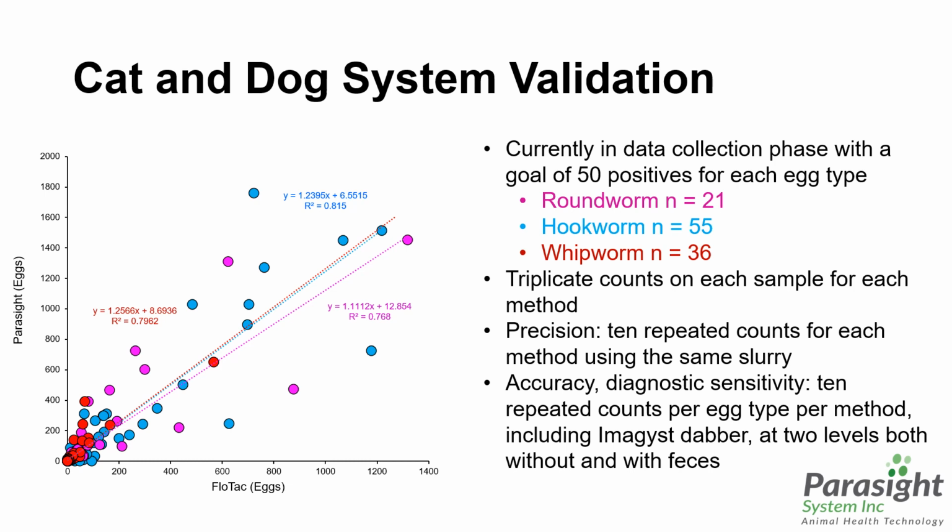After this dataset is complete, we will perform a precision analysis where 10 repeated counts for each method using the same slurry will be performed, and the cat and dog parasites will be utilized in the egg recovery study to determine accuracy and recovery at 100 eggs per gram and sensitivity using only 10 eggs per gram. Both of these will be conducted in a perfect world with no feces in the sample and also with feces in the sample. The egg recovery portion will also include a simulation of the VetScan Images dabber to provide a comparison to this method as well.